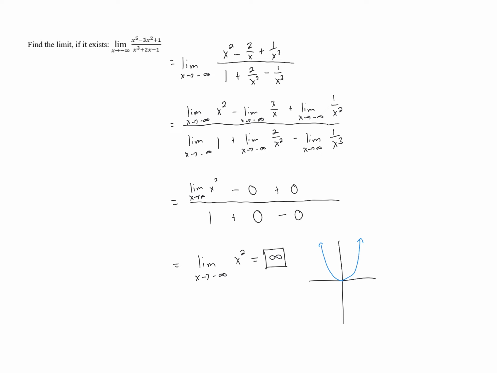But when the numerator has a higher degree than the denominator like that, you're generally going to end up with a limit that is infinite because the numerator is growing faster than the denominator. So we've got fractions that are growing bigger and bigger and bigger, either in the positive direction or the negative direction.